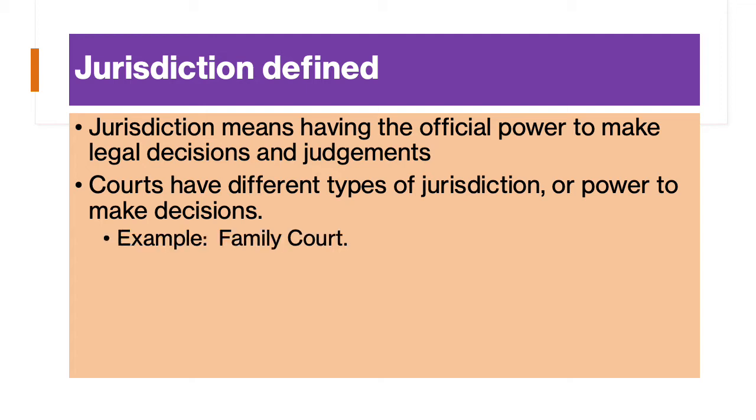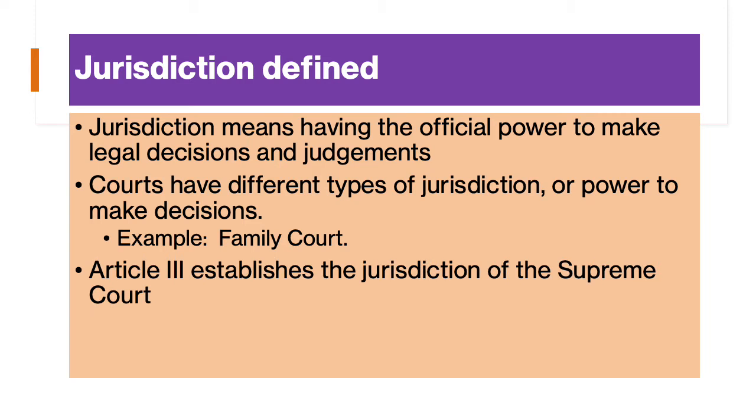A good example of a court that has limited jurisdiction is a family court. Okay, family courts are courts that exclusively hear cases that have to do with the family. And so they will hear cases regarding paternity, child custody, and divorce. But those are the only types of cases it can hear because its jurisdiction extends only to issues having to do with the family.